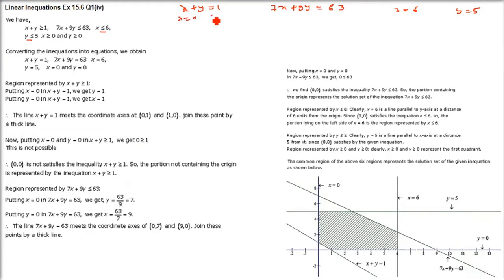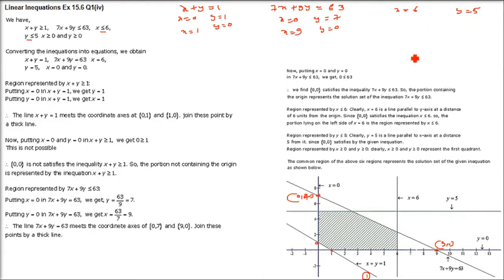First, x equal to 0, y will be equal to 1. y equal to 0, x will be equal to 1. So 0, 1 and 1, 0 are the points. So this is 0, 1, this is 1, 0. Make a line, thick line. This is the first line. x equal to 0, y will be 63 divided by 9, which is 7. y equal to 0, x is 63 divided by 7, which is 9. So 0, 7 and 9, 0. So this is 0, 7 and this is your 9, 0. These are the points. Make a line, thick line.